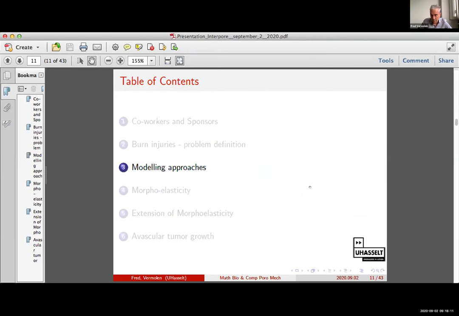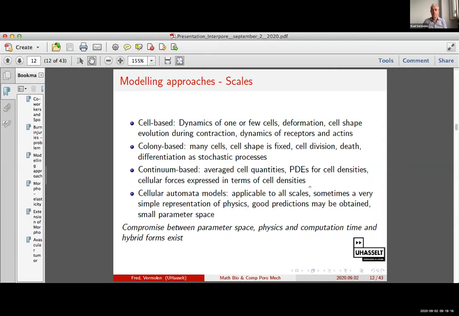So if you look at the modeling approaches for this problem, there are a lot of versatile modeling approaches. You can think of the cell-based approaches, the dynamics of only one cell or a few cells, in which we also incorporate cell deformation, cell shape evolution.